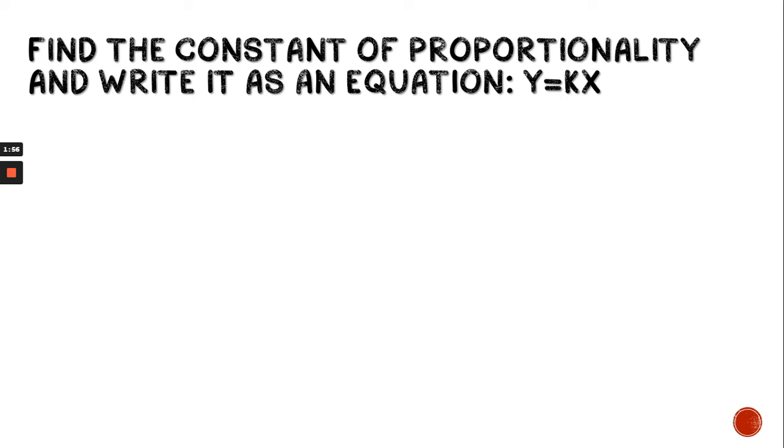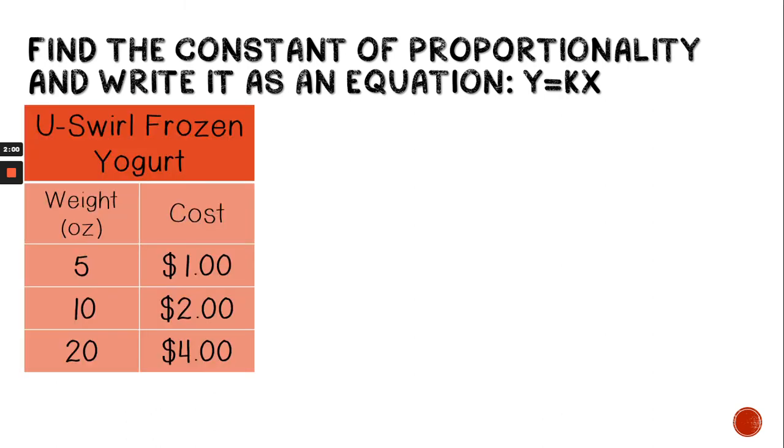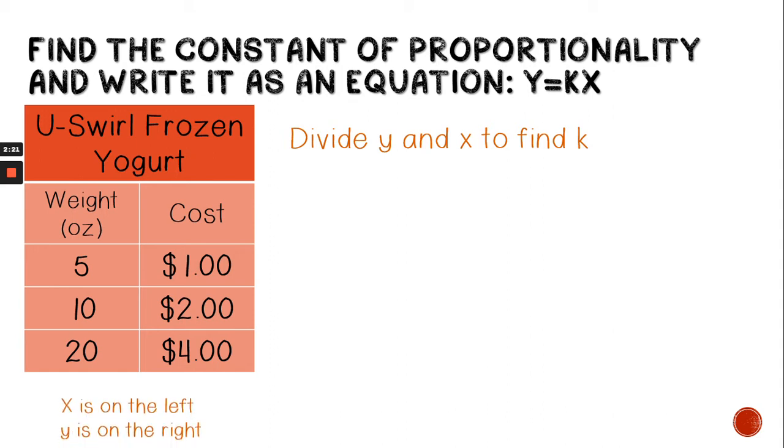So we're going to do some examples with equations, tables, and graphs. Here we have a table with the weight and the cost. For 5 ounces, it's $1. For 10 ounces, it's $2. For 20 ounces, it's $4. I want to divide y and x to find k. Now, fun fact, x is on the left and y is on the right, and it's always going to be input, output.